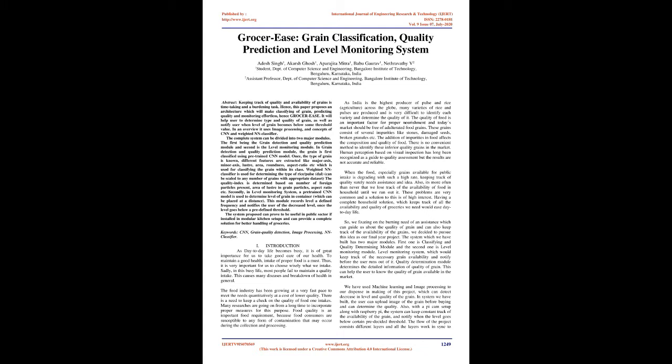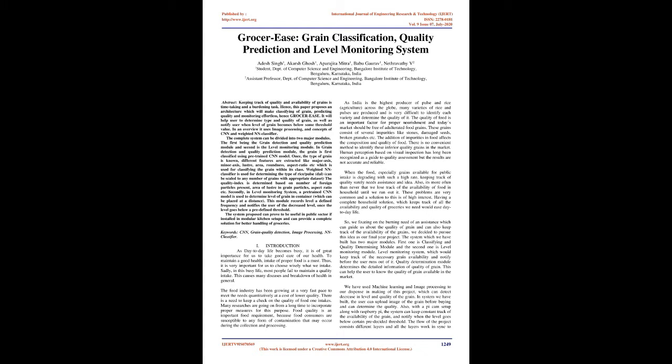It will help the user to determine the type and quality of grain, as well as notify the user when the level of grain becomes below some threshold value. In an overview, it uses image processing and concepts of CNN and weighted NN-classifier. The complete system can be divided into two major modules. The first is the grain detection and quality prediction module, and the second is the level monitoring module.